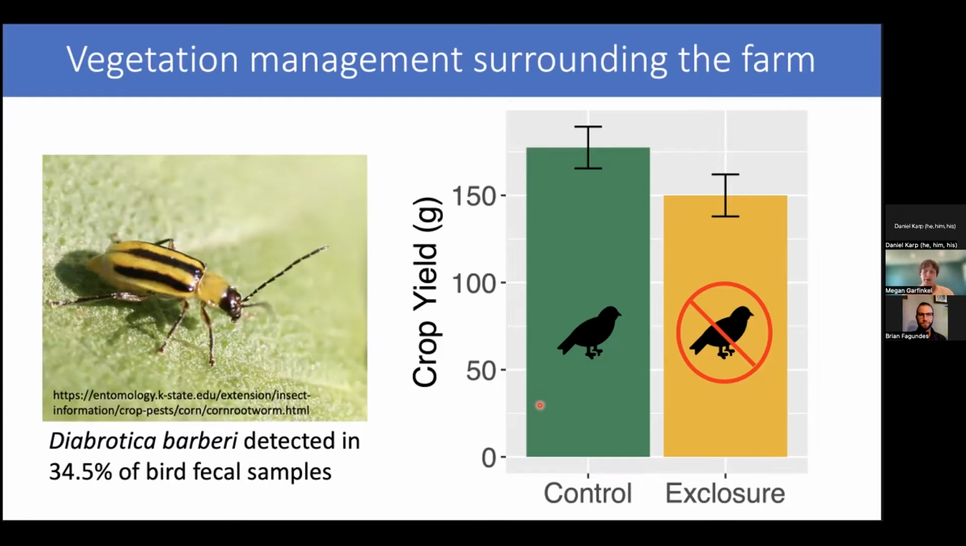I did a DNA barcoding analysis, and what I found was that 34.5% of the birds that I tested had consumed this northern corn rootworm, which is a major pest of corn in this region. So likely what we were seeing was that birds from these nearby grasslands or prairies are providing a service in these otherwise monocropped cornfields. That is likely due to the fact that birds are eating this corn pest, this northern corn rootworm, and also some other species of pests that we detected as well.